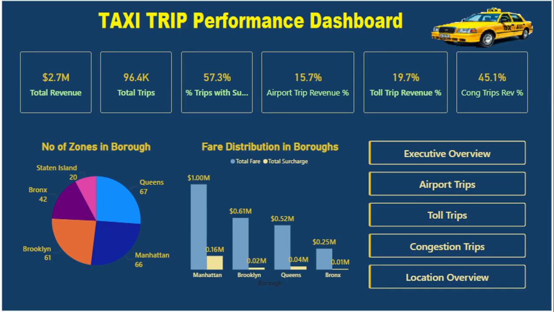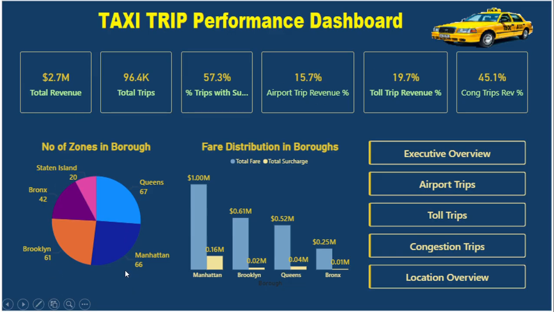This is the welcome page of my dashboard. So here you can see the total revenue generated from the taxi trips in the month of March, the total number of trips, and the percentage of trips with surcharge, almost 57.3, and then the airport trip revenue, toll trip revenue and congestion trip revenue. I have given this in the introduction page so that people will know how each of these trips contributes to the whole total revenue.